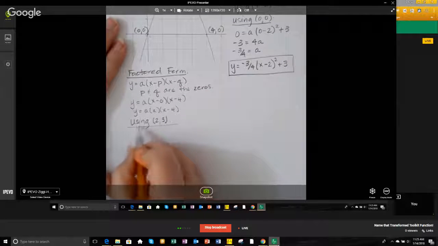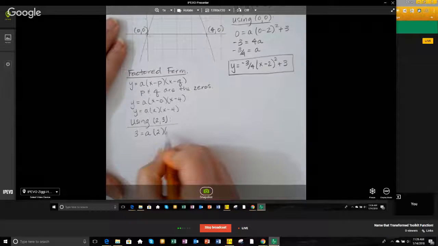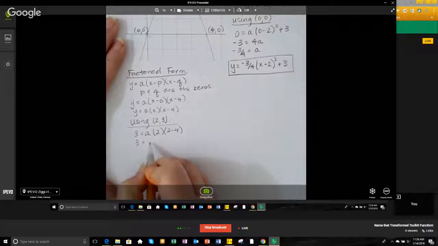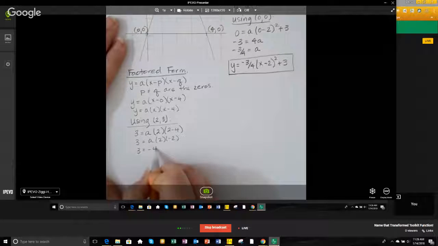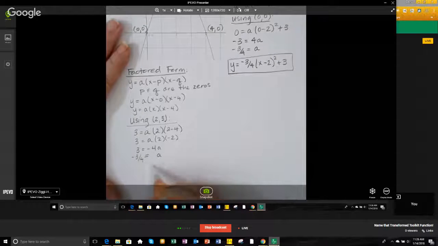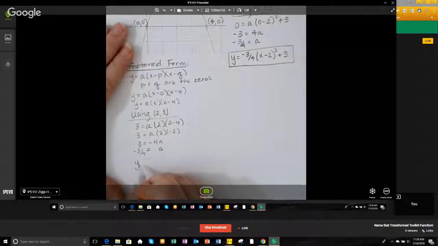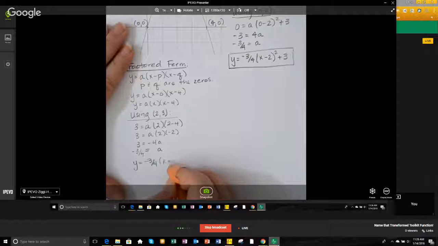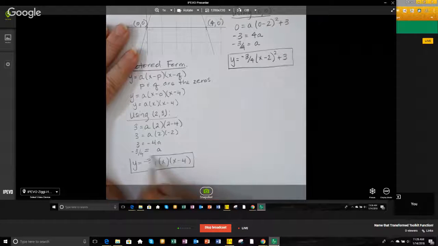We can plug that in. We can say y equals 3. And we're left with a, and x is 2, and then 2 minus 4. So this is 3 equals a times 2 times negative 2, which is 3 equals negative 4a. A equals negative 3/4. And we expected that again because we'd already solved for it here. So the factored form equation would be y equals negative 3/4 times x minus 4. And that would be the factored form equivalent.